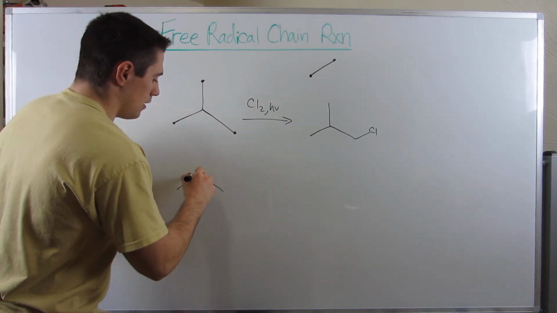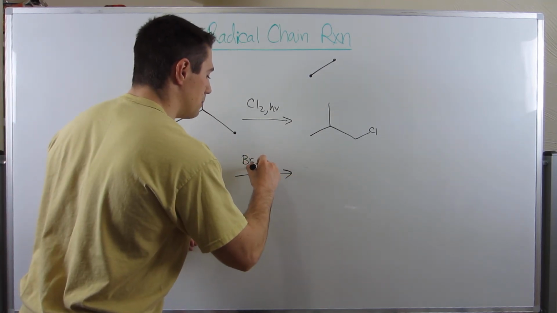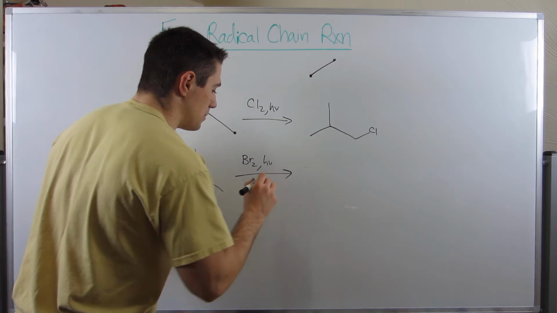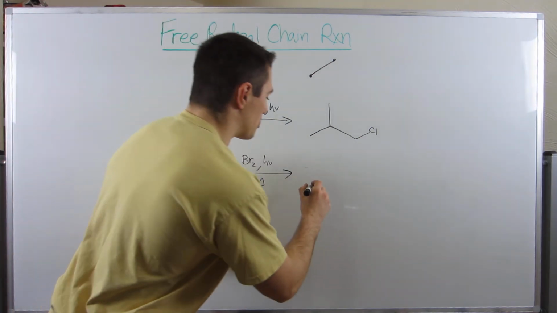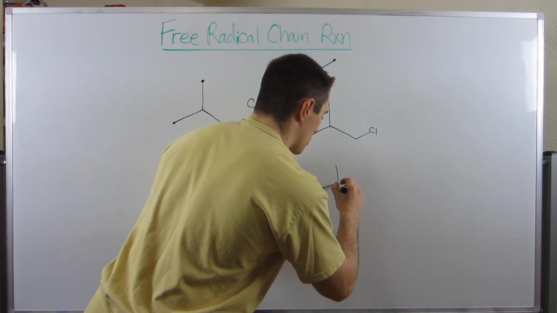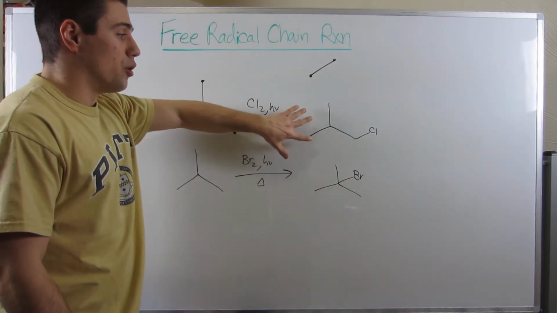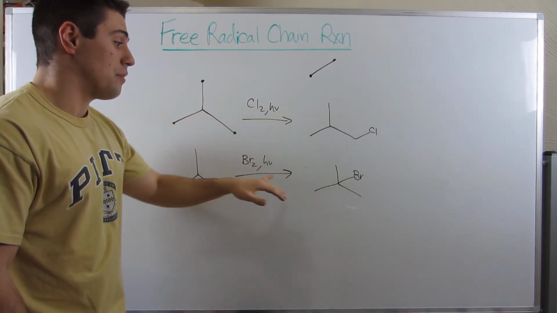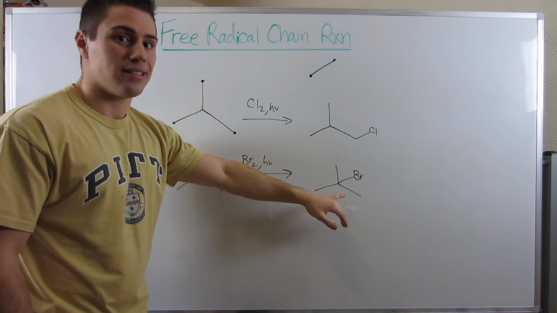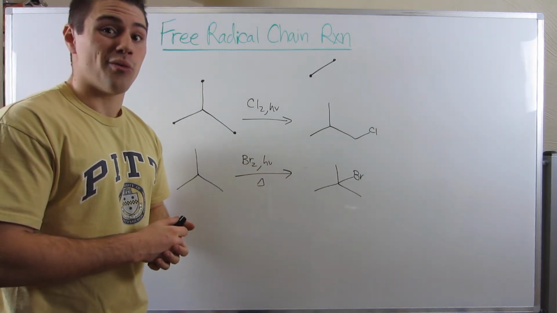However, if we were to see what happens when we free radical brominate, right, Br2, light, and we throw some heat in there, I'm going to tell you that virtually 100% of your product is going to be this right here. So remember, over here we have isobutyl chloride, but here, if we brominate, we're going to overwhelmingly see t-butyl bromide. You might be wondering why. Well, we're going to find out.